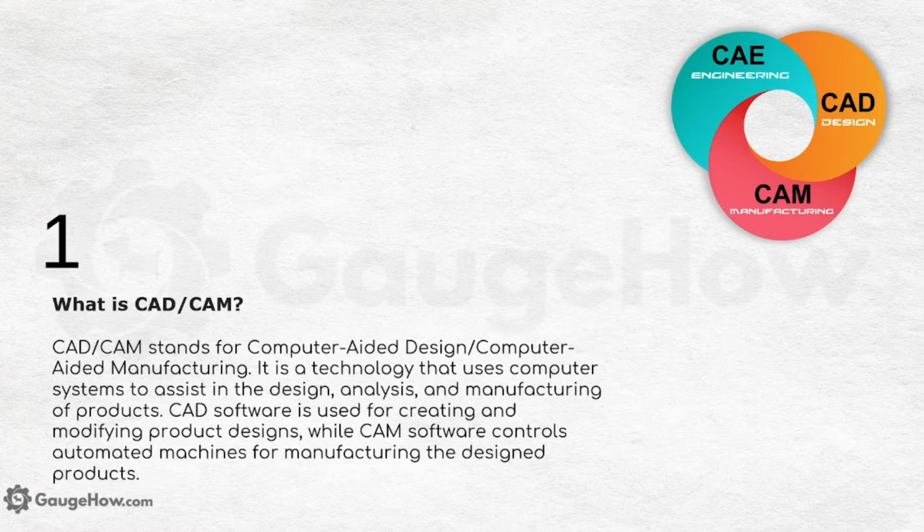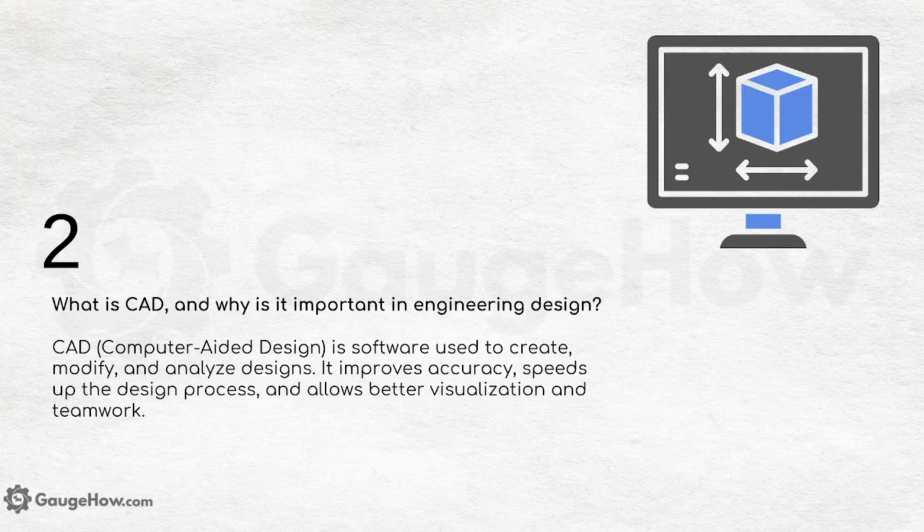What is CAD or CAM? CAD stands for Computer Aided Design, while CAM stands for Computer Aided Manufacturing. It is a technology that uses computer systems to assist in the design, analysis, and manufacturing of products. CAD software is used for creating and modifying product designs, while CAM software controls automated machines for manufacturing the designed products. So, in simple terms, CAD is always going to be related more with design, while CAM is going to be related with manufacturing.